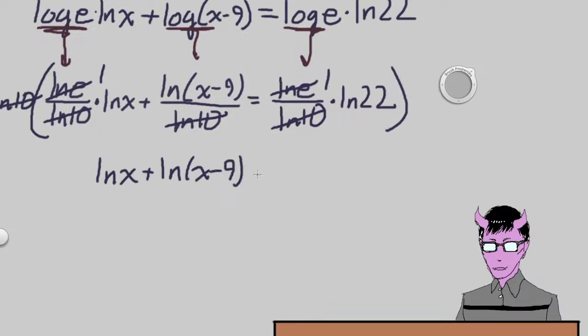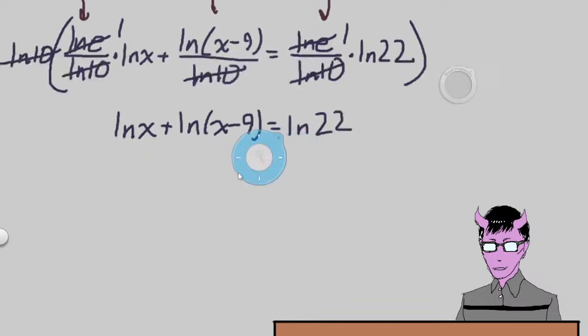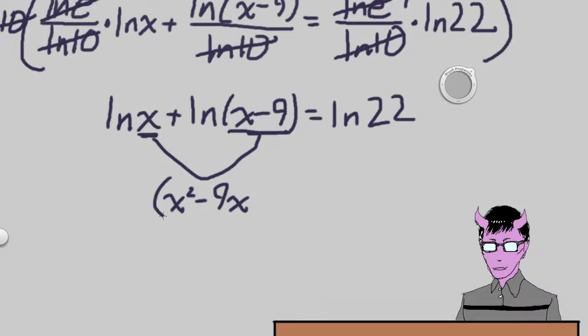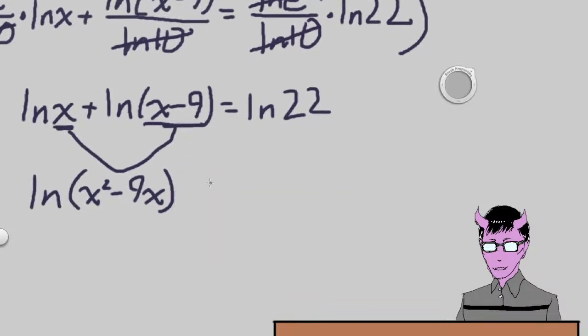And this is just 1 times natural log of 22. Okay. Well, we have an expanded form. We have a plus thing right here. Here's a natural log. This is a natural log. So we can therefore combine these two terms by multiplying the two arguments together. We're going to get x squared minus 9x. And that's condensation rules. Keep the same log. So it's natural log. Alright. That's just like rule number 1 from back in the days. This one right here, copy paste.